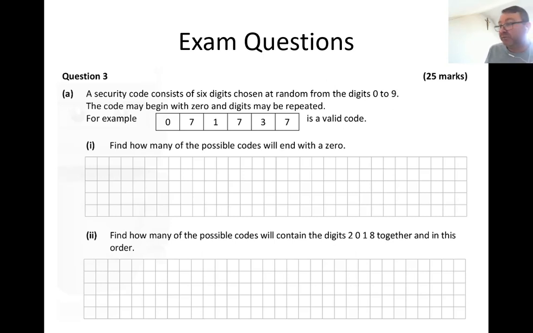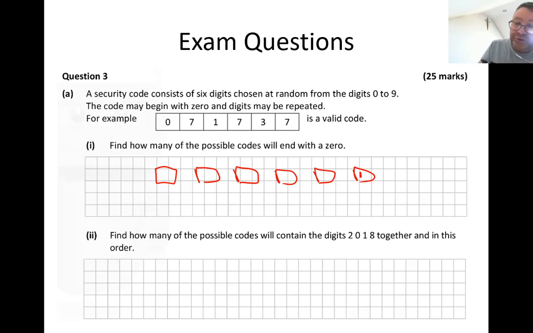So here's what we have, the fundamental principle of counting, right back to our permutations. So we have 6 boxes, 1, 2, 3, 4, 5, and 6. They have to end with 0. It says a security code consists of 6 digits chosen at random from the digits 0 to 9. The code may begin with 0 and digits may be repeated. That's extremely important. So if they're to end in 0, well, obviously only one digit can go in there.